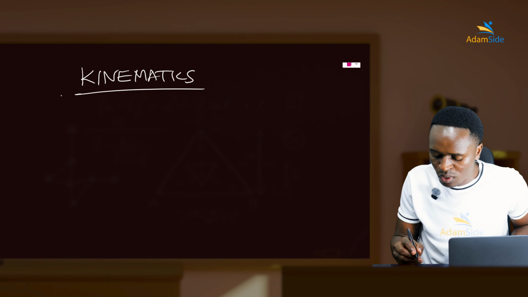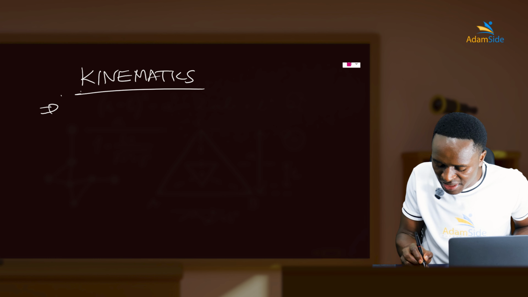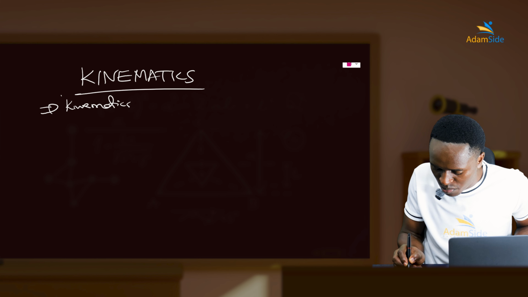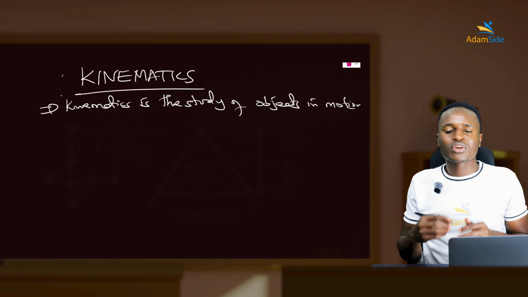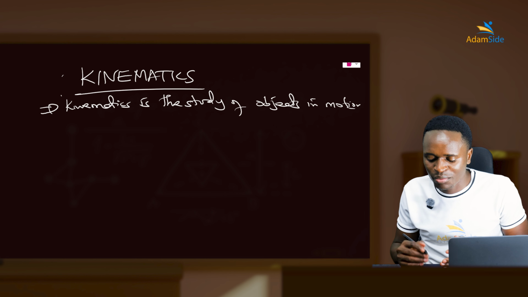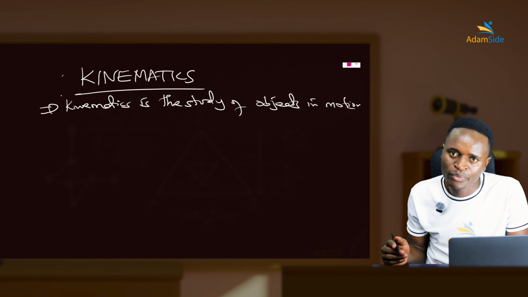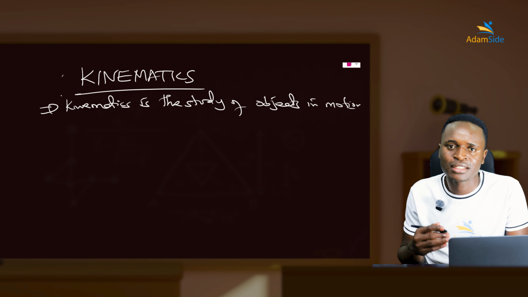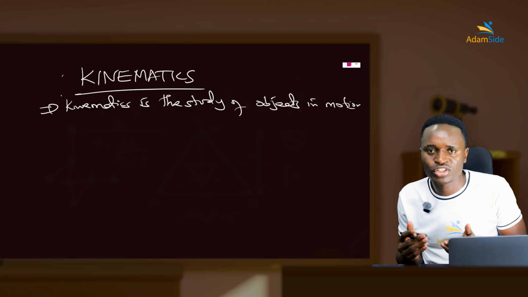So kinematics, what is kinematics first? We say kinematics is the study of how objects move to cover a specific distance, and then from there we're going to see how they are related with other quantities like time. Later on we might be asked to find speed, acceleration, or deceleration of the object.